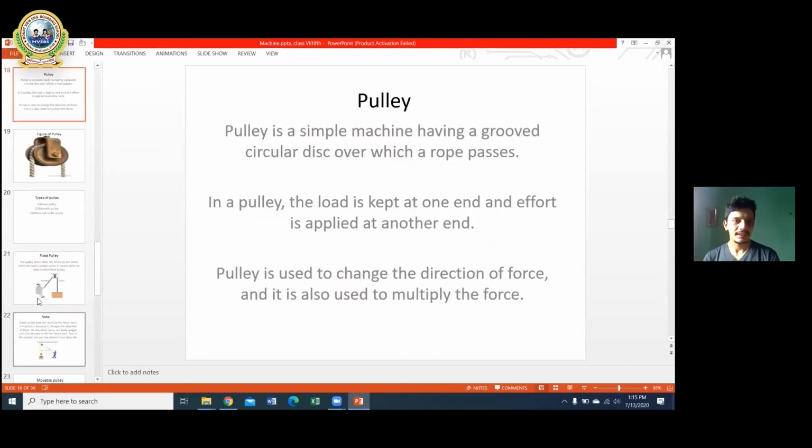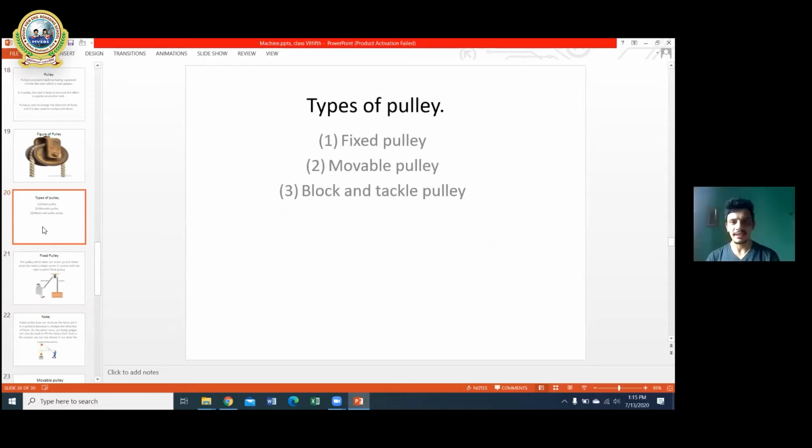Basically we can classify pulleys into three categories. One is known as the fixed pulley, the second is the movable pulley, and last but not the least, we have the block and tackle pulley. These are the types of pulleys.